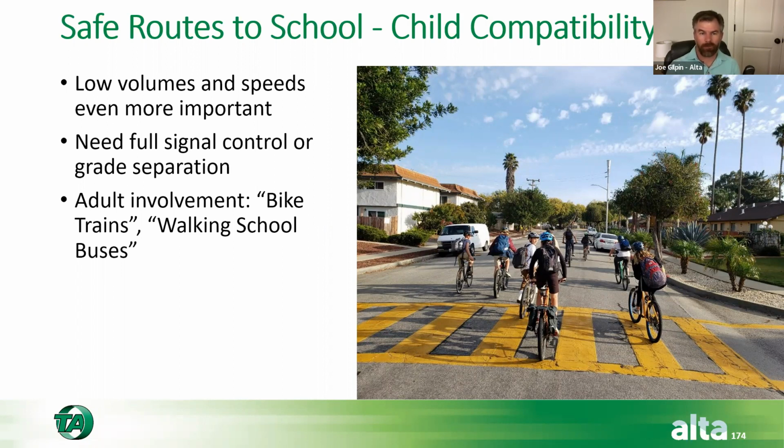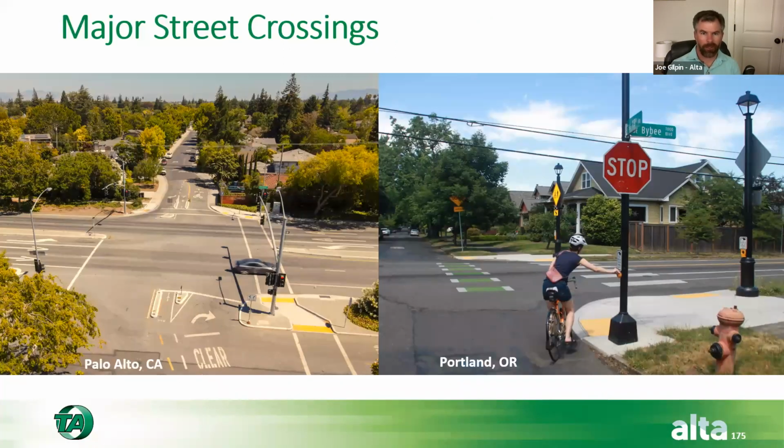So, certain things that could be enhanced along that corridor to make it compatible with Safe Routes to School opportunities. So I would say that about child compatibility. If there's any other ideas anyone has or wants to talk about anymore, I'd be happy to go into that. I mentioned major street crossings.